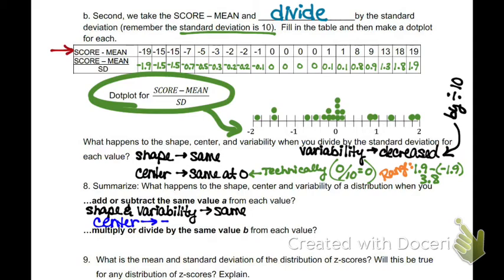Center plus or minus whatever our value A is. It says if we subtract the same value A from each piece. What about if we multiply or divide by the same value?